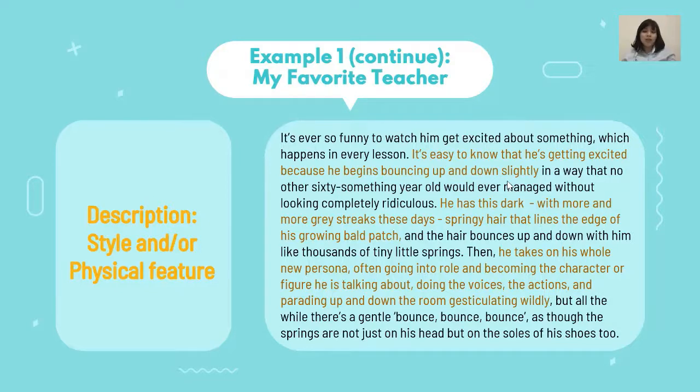He has this part with more and more gray streaks these days, springy hair that lines the edge of his growing bald patch. So this is one of the physical features of the teacher, which is bald. He takes on his whole new persona, often going into role and becoming the character or figure he is talking about, doing the voices, the actions, and parading up and down the room, gesticulating wildly. It's also one of the style of the teacher when he is explaining something in the classroom.